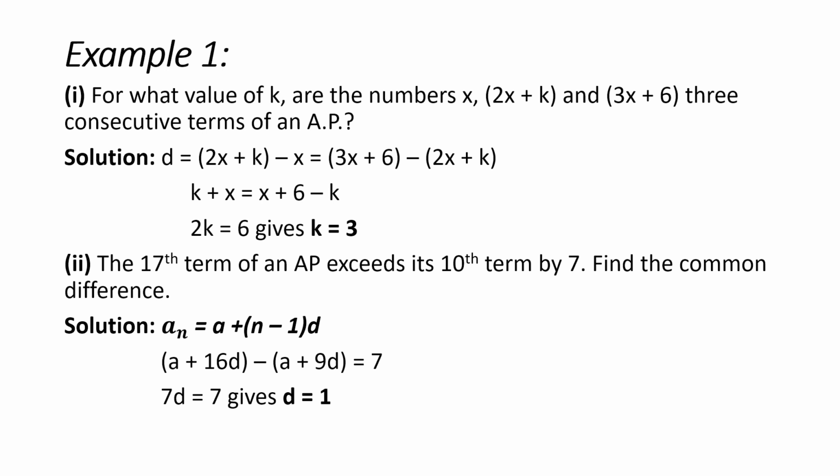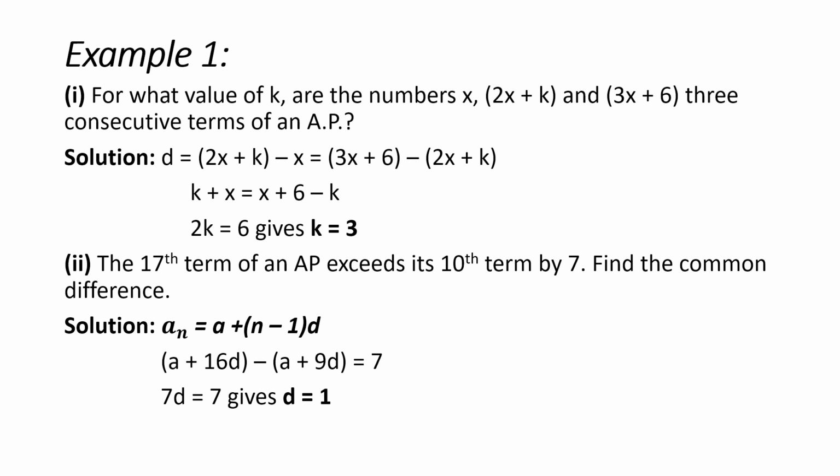Example 1. For what value of k are the numbers x, 2x plus k and 3x plus 6 three consecutive terms of an arithmetic progression? Now we know that if it is an arithmetic progression, the difference between two consecutive terms will remain the same. So the common difference d is 2x plus k minus x, which is the same as 3x plus 6 minus (2x plus k). Now if we solve this equation, we get the value of k as 3.